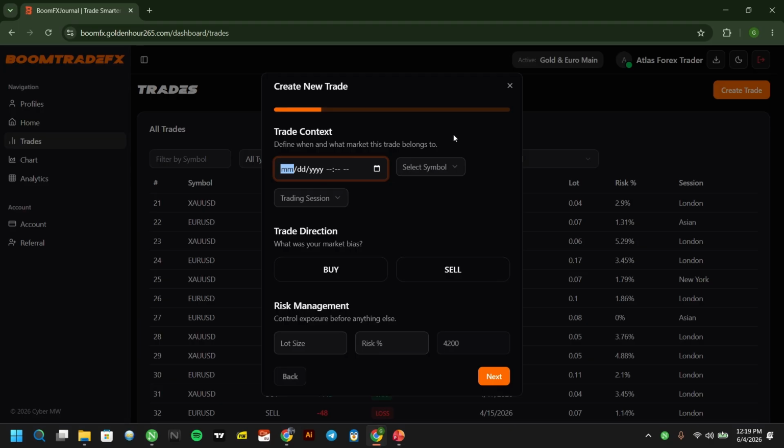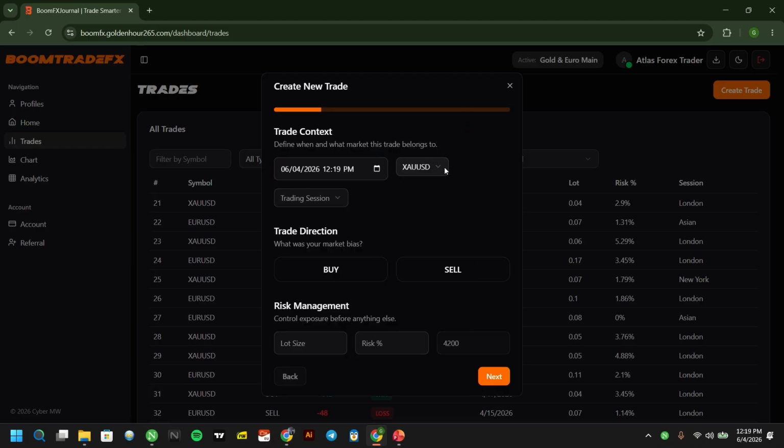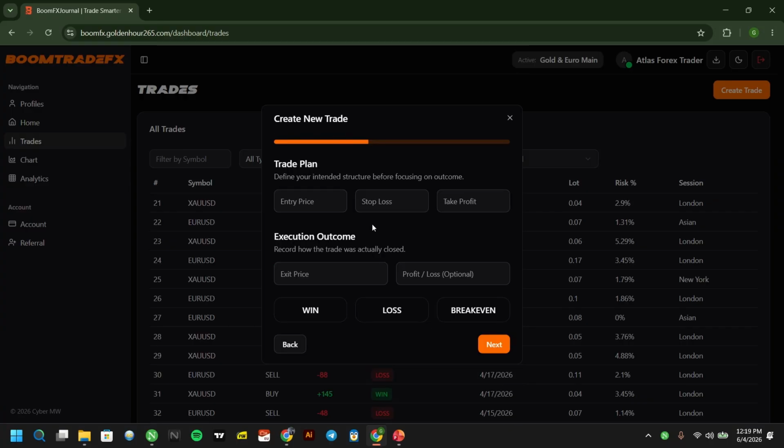So let's start with the trade context. That's the first thing. So we'll start by entering the date of the trade. Let's say today. The symbol we traded on, let's say gold. The trading session, it's New York. The direction, whether it's a buy or sell, let's say it was a buy. And we'll enter some risk management details, things like the lot size, let's say 2 lot size. How much we risk, let's say we risk 1%, and the 4,200 here is the balance that we set when we were creating the profile. So this profile has a balance of 4,200. Let's click on next.